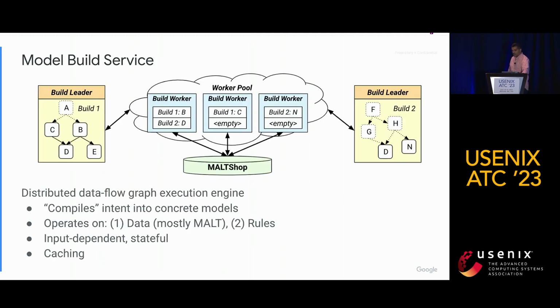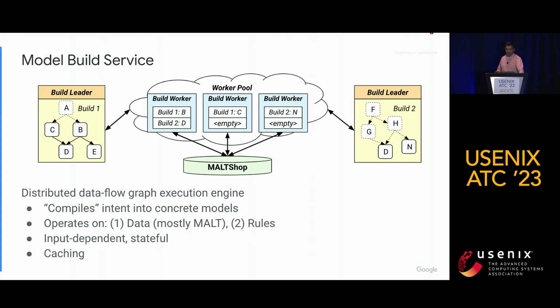Next, the model build service. This is essentially a Malt-focused distributed data flow graph execution engine. The goal of this engine is to translate or compile high-level intent into detailed models. This is where all network design decisions are made about port allocation, link striping, IP address allocation, and so on. This is also where we do many of our network invariant checks and validations. For example, checking that we don't exceed a hardware table size limit for a given chipset, or assign duplicate IP addresses, and so on.